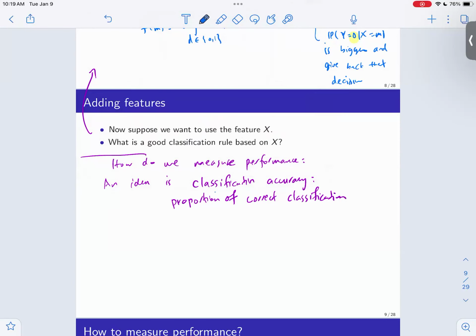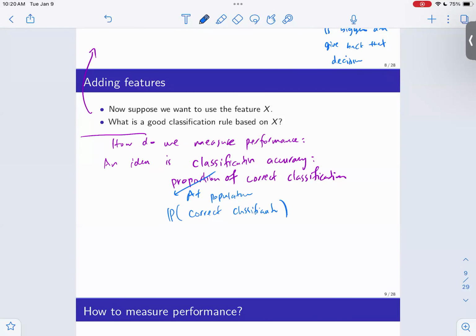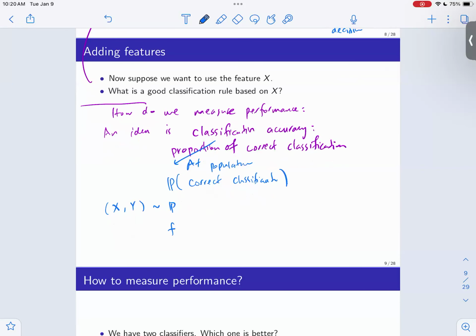So at a population level, this would be the probability of correct classification, or classification rate. The way the population version works is I'm going to pick a random x and y from P. I have my fixed classifier, and then I apply my classifier to x. That would be y hat, right? And then I decide, what is the probability that y hat is equal to y? That would be my accuracy.